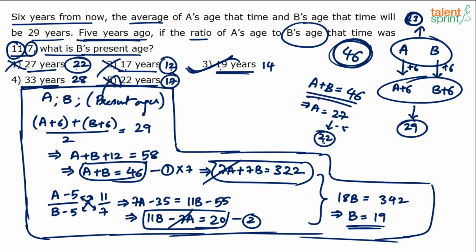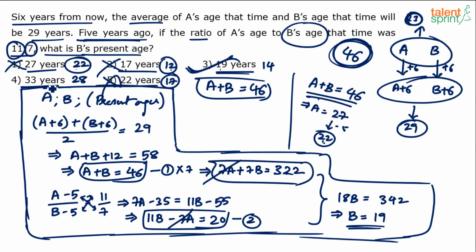You getting it? Do the same thing for option 4. Let's see what happens. We have figured out that A plus B is equal to 46, based on the concept of average, right? 6 years from now, average is 29. So present average is 23. Present sum is 46.